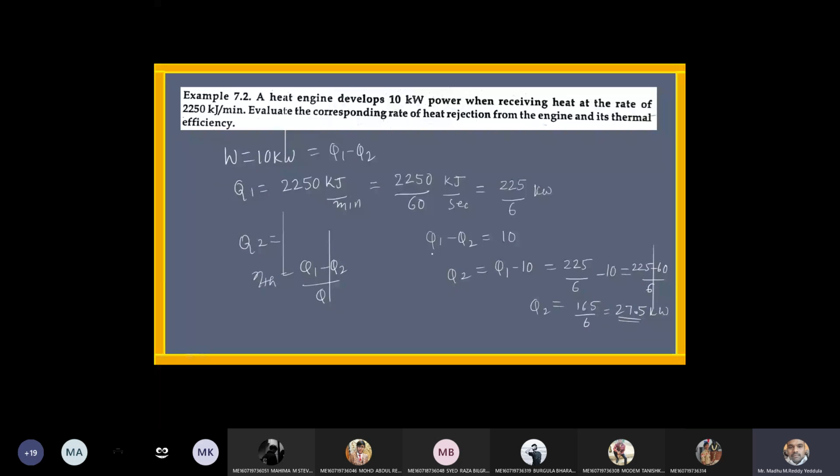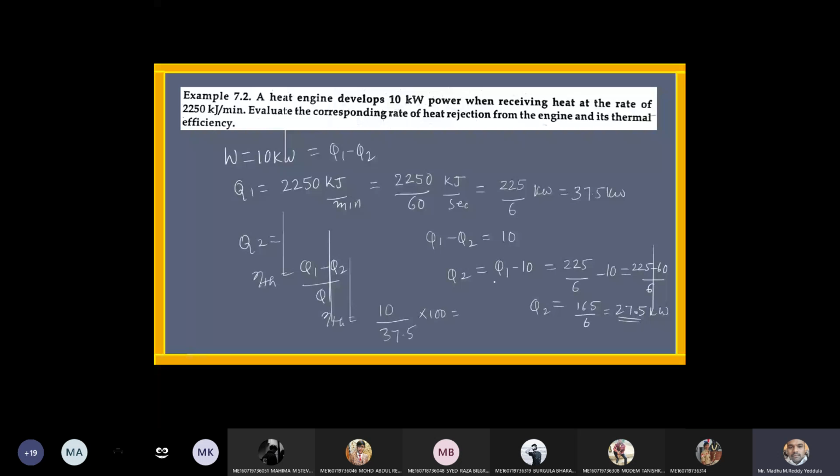Once you know Q2, what is the required thermal efficiency? Thermal efficiency is equal to Q1 minus Q2 by Q1, and Q1 minus Q2 is 10, already known. That is the work done. Q1 is 225 by 6, so this is equal to 37.5 kilowatt. So efficiency is 10 by 37.5 into 100. If you simplify, you will get the efficiency. Clear this problem?